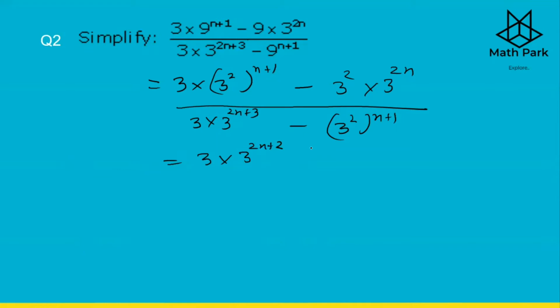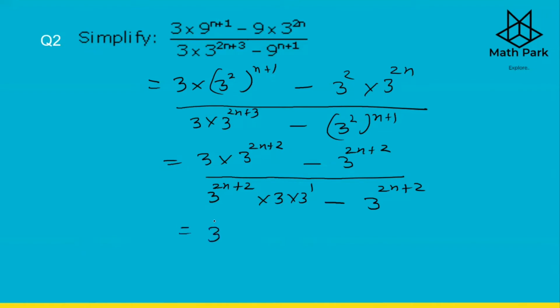2 into n is 2n, 2 into 1 is 2, minus 3 raised to, if I add this, bases are the same, so we get 2n plus 2. Upon, let us simplify this, I'll split it. So I'll have here 3 raised to 2n plus 2. This 3 I have split as 3 raised to 1, and 2 plus 1, so this is how I separated this. Minus 3 raised to, again 2 into n is 2n, 2 into 1 is 2, so plus 2. So we have 3 raised to 2n plus 2 everywhere.